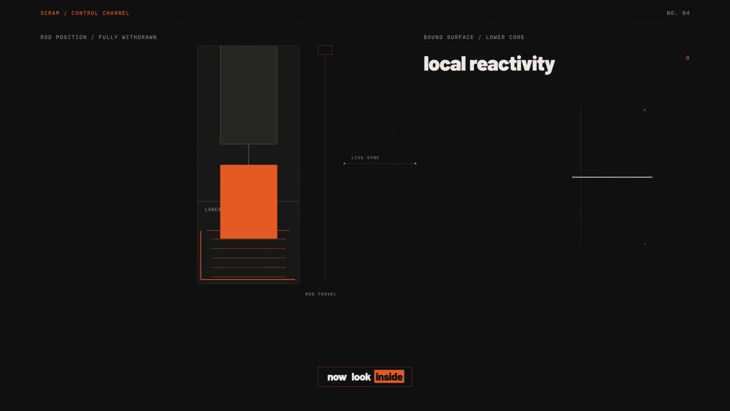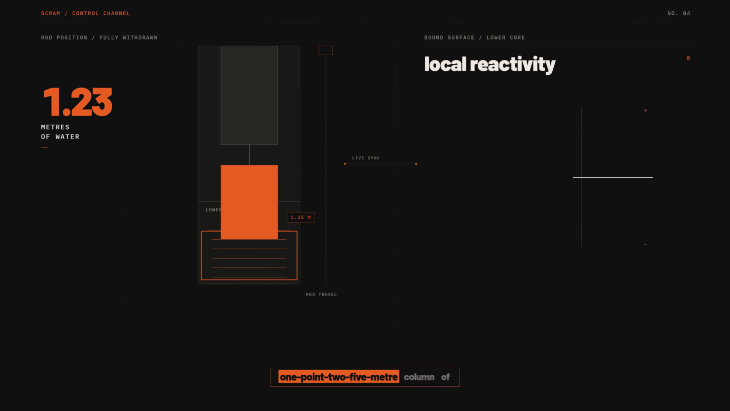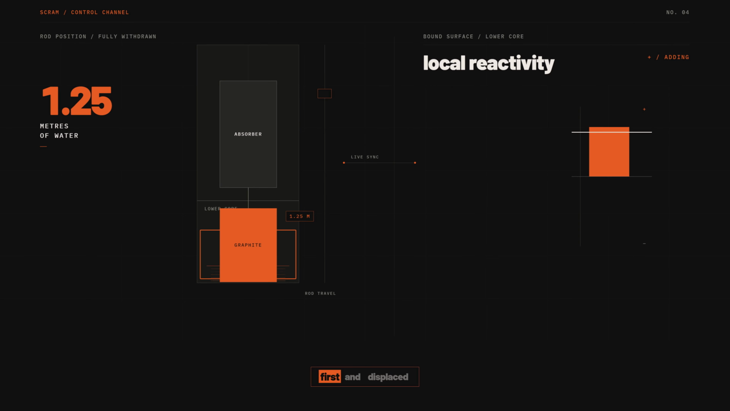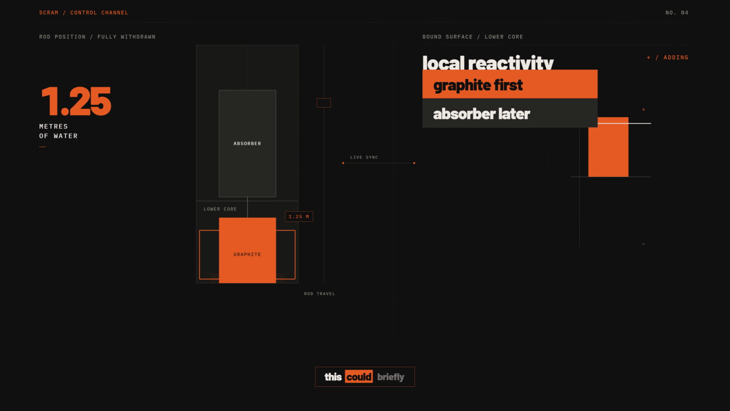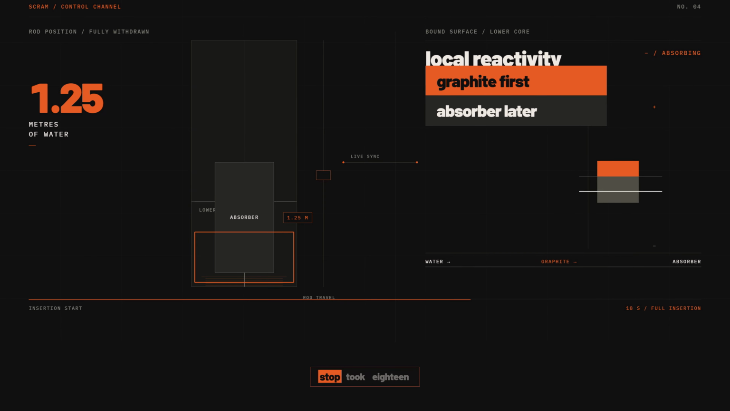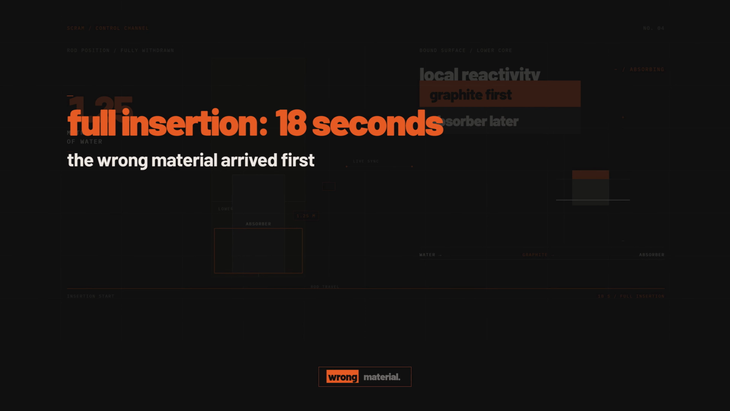Now look inside one control channel. A fully withdrawn rod left a 1.25-meter column of water below its graphite displacer. When the shutdown began, graphite moved down first and displaced that water. In the lower core, this could briefly add reactivity before the neutron-absorbing section arrived. And full insertion from the upper stop took 18 seconds. The safety rod began with the wrong material.